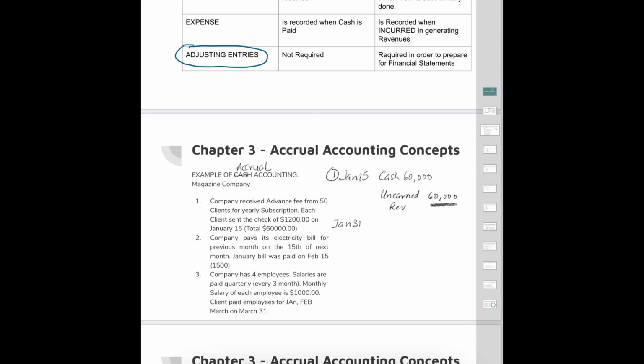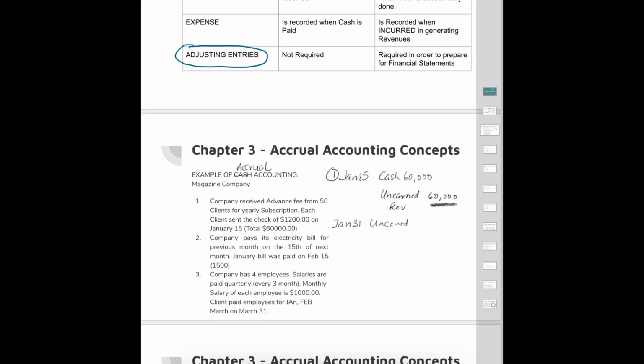I think it's 5,000. Don't go on my math, but let's say that it is 5,000. So the company has recognized 5,000 of this 60,000. So what will they do? They will debit the liability.